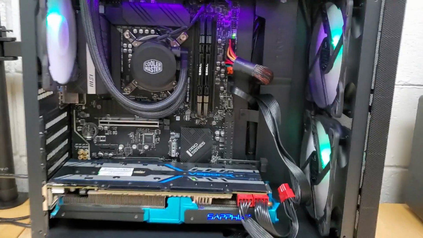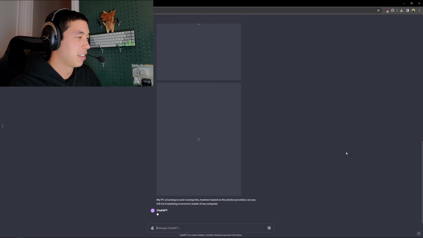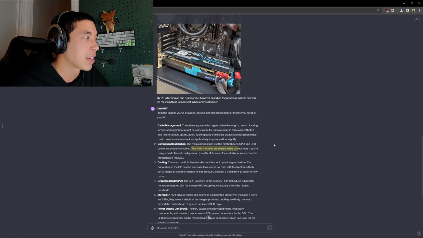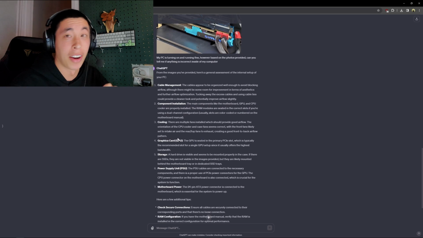Now let's see if AI can solve these 2 issues as well. Can you tell me if anything is incorrect inside of my computer? The RAM modules are seated in the correct slots if you're using dual channel configuration. Now, wait a minute, that's just incorrect. All right, number 4 talks about the graphics card.